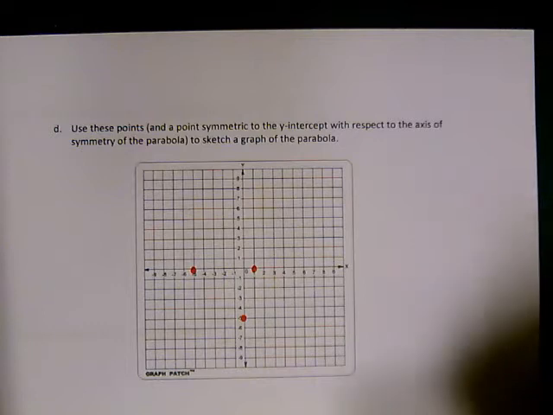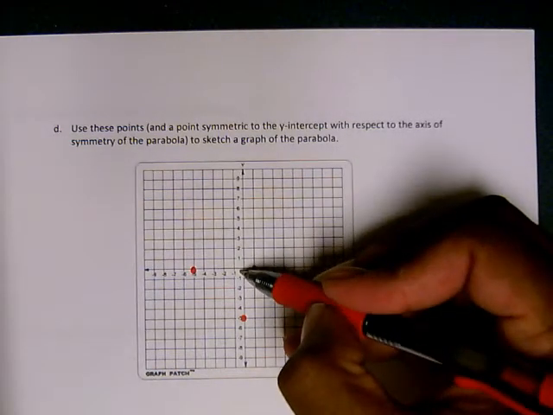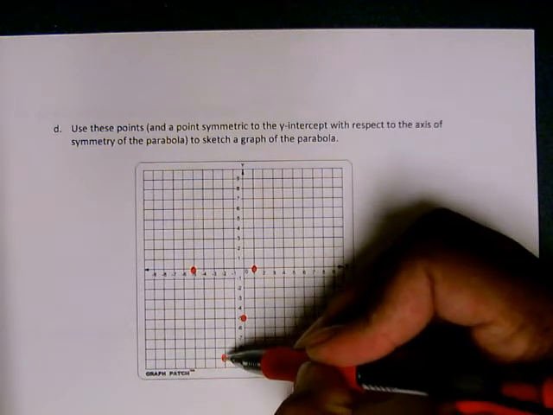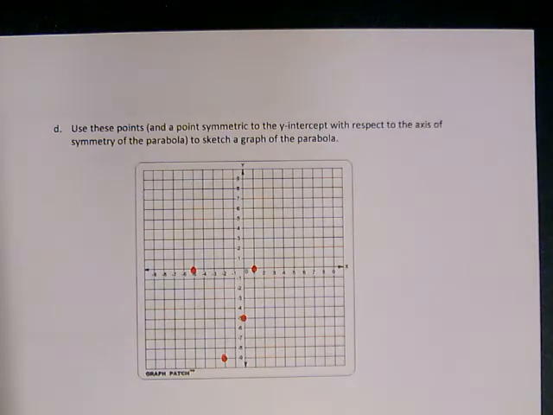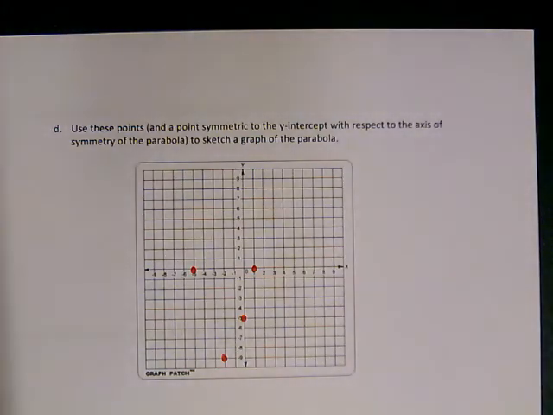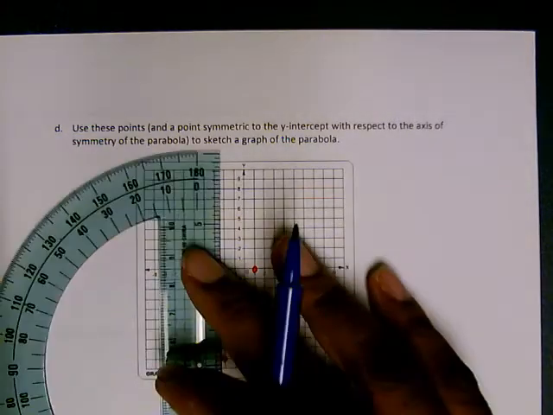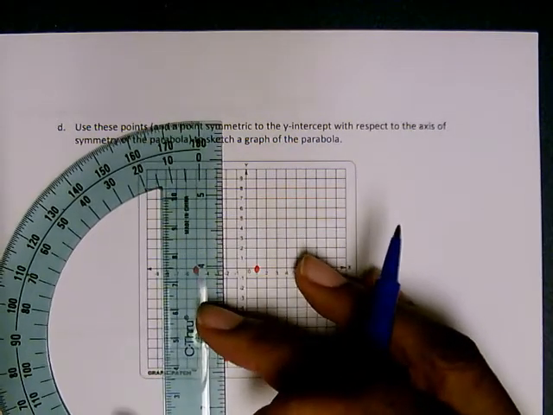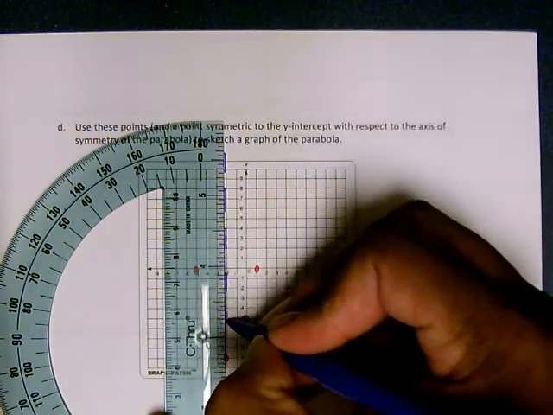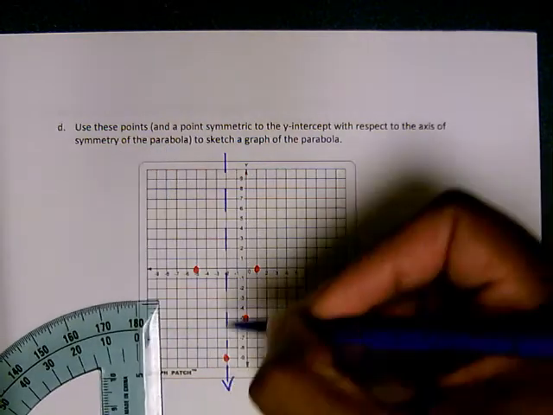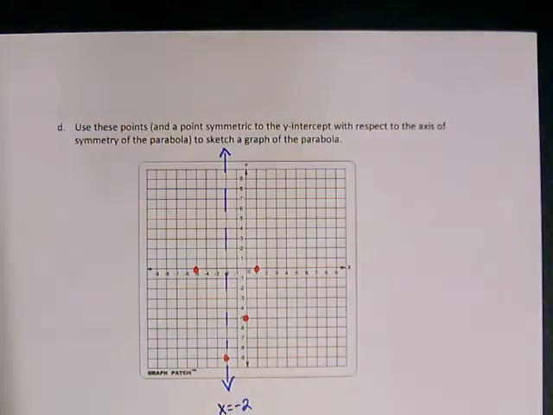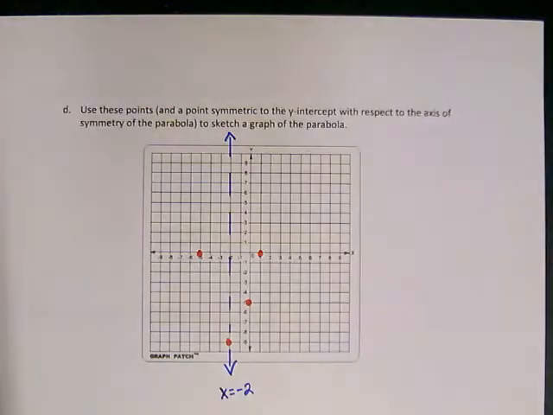And then my vertex was negative 2, negative 9. So here I go to the left 2 and down 9 and draw the point. And I'm going to go ahead and draw in the axis of symmetry. If you recall, the axis of symmetry is the vertical dotted line that goes through the vertex. So in this case, here's my axis of symmetry. It goes through the vertex, and that axis of symmetry is x equals negative 2. And that comes from the x-coordinate of your vertex.